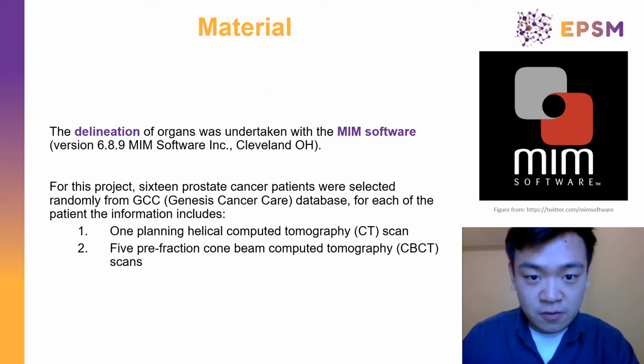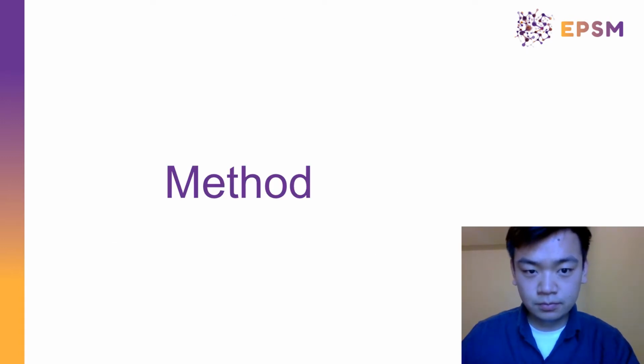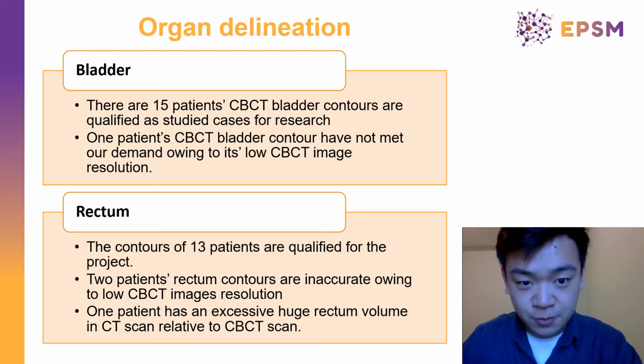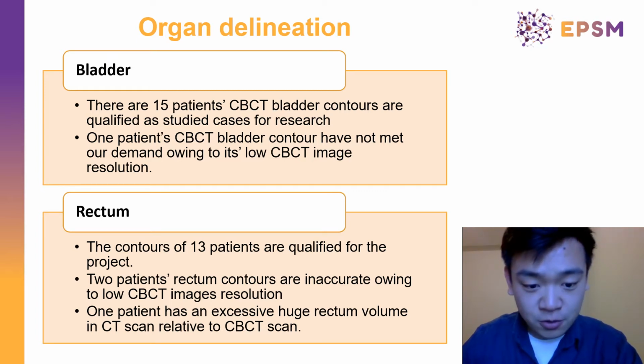All CT scans covered both the abdomen and the pelvis from above the bladder to the ischial tuberosity, while the CBCT scans only cover the pelvic region from the top of the bladder to the anus. In this project, we delineated the bladder and rectum for every patient, so the CBCT bladder contours of 15 patients are qualified, and the rectum contours of 13 patients are qualified for the project.